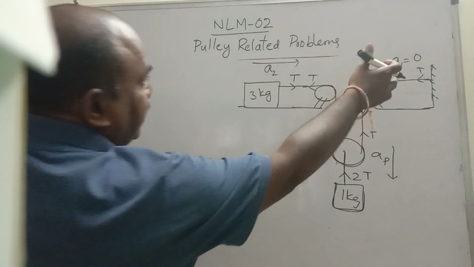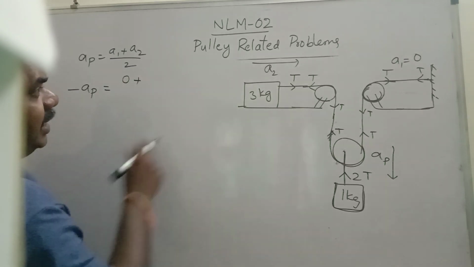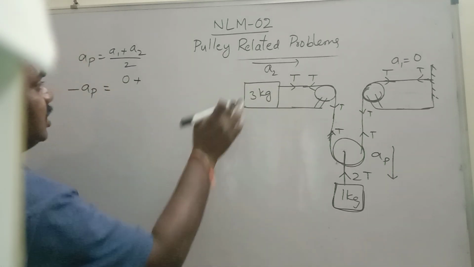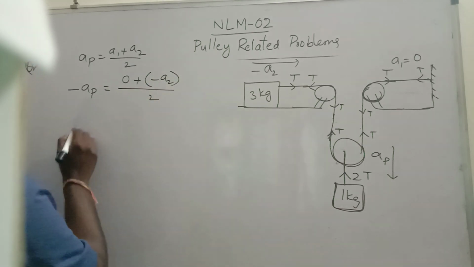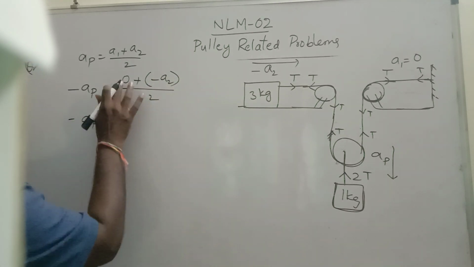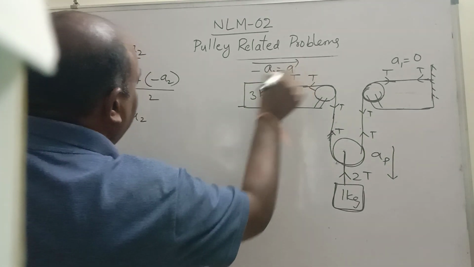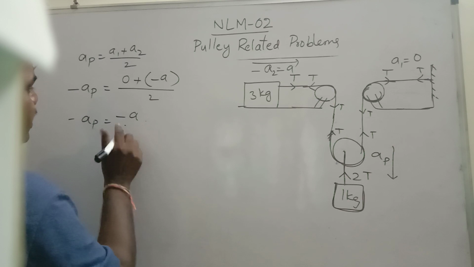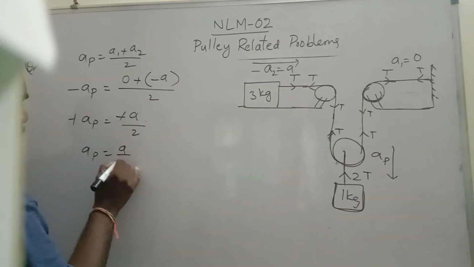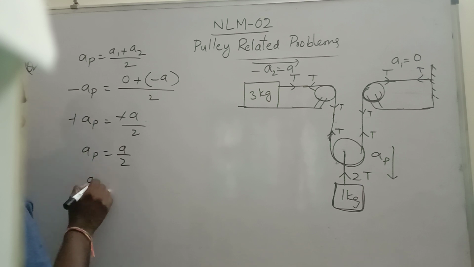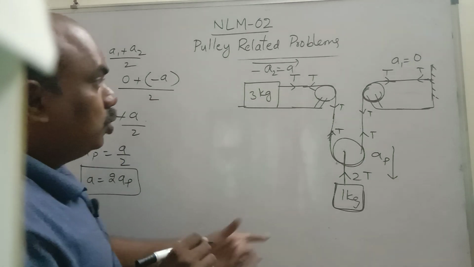Acceleration of 1. What is the acceleration of 1? Fixed string 0 plus A2. A2 is going in the downward direction, so A2 is also negative. So minus A2 by 2. Acceleration of the pulley is equal to plus into minus A2 by 2. A2 is nothing but, let us consider, A. Acceleration of the second string is A. So AP is equal to A by 2. That means A is equal to 2 into AP.